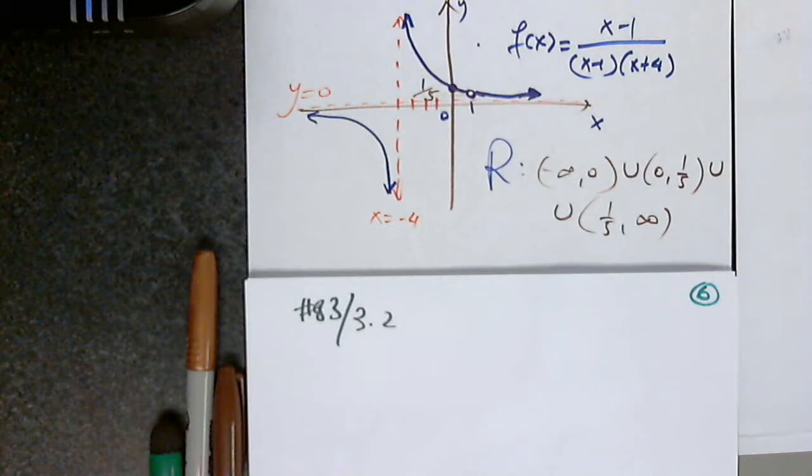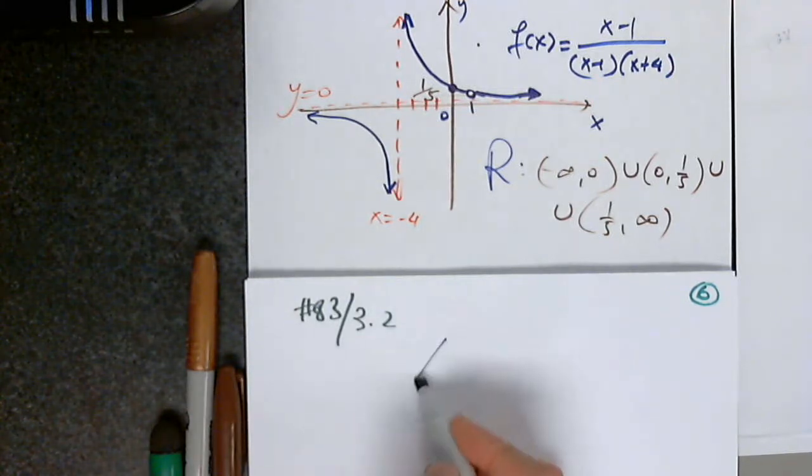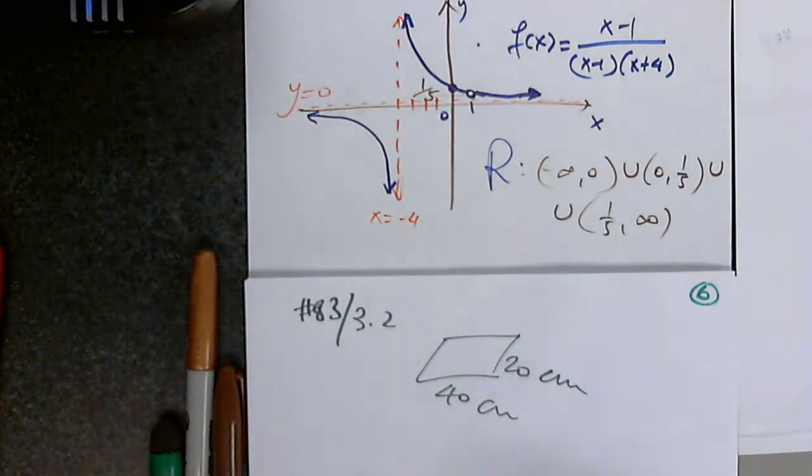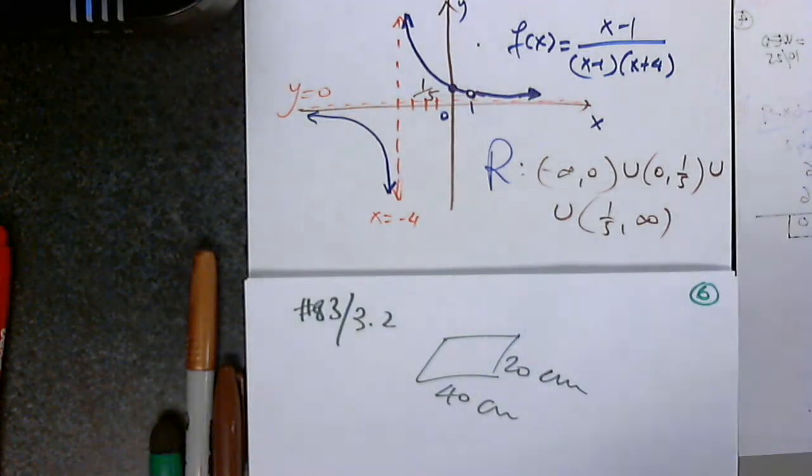Number 83. The volume of a box. We did something similar in chapter 2. An open box is to be constructed from a piece of cardboard 20 by 40, in centimeters, by cutting squares of side length x from each corner. So imagine this. It's not a square, I'm sorry. It's 20 by 40. So I have 20 here and 40 here.